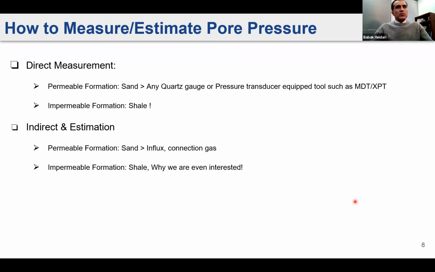If we know the mud weight and the depth, we should be able to back calculate the pore pressure if an event such as influx or kick is happening. For impermeable formations, for example shale, we are estimating.